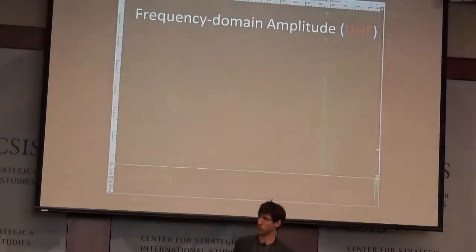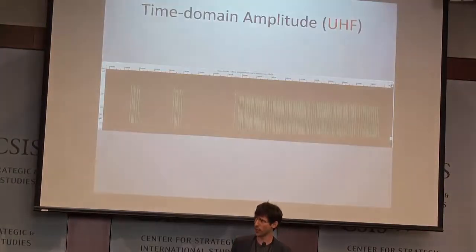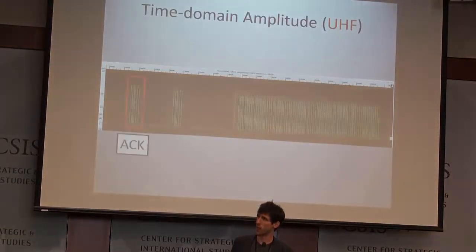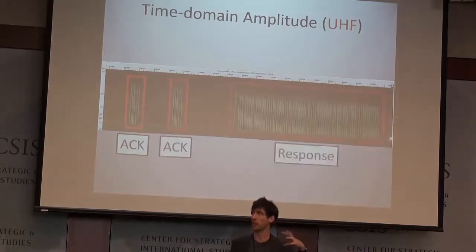For the frequency domain of the UHF, you can see that it's some sort of on-off keying. If you look at that in the time domain, first there's an ACK to the car. So the car's sending, hello, are you there, are you there? The remote control sends an ACK. Then the car sends some more information, there's another ACK, and then there's a response. That's the response to the cryptographic challenge.